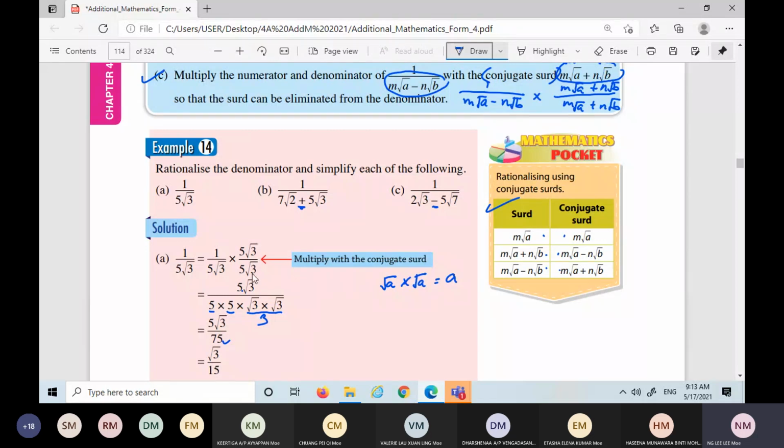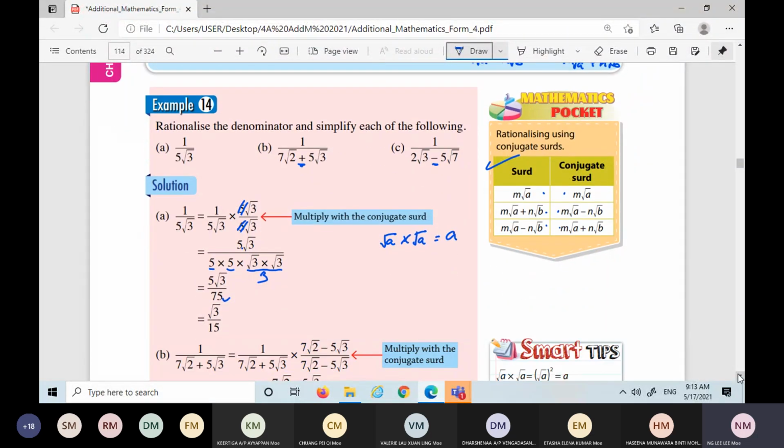Actually, another way of doing this, if we want to shortcut a little bit, we don't want to multiply with the conjugate surd exactly. Actually you can, don't times with this. Then your process will be faster. This is A. Now we come to the B.